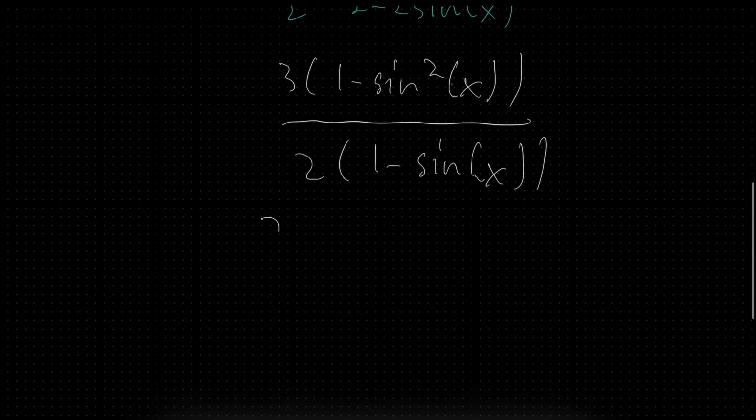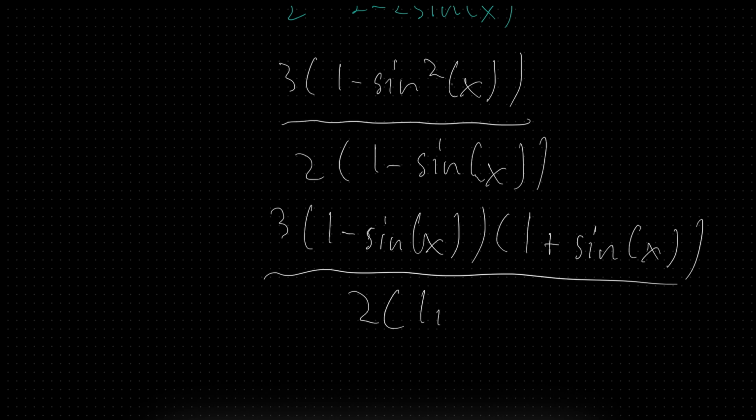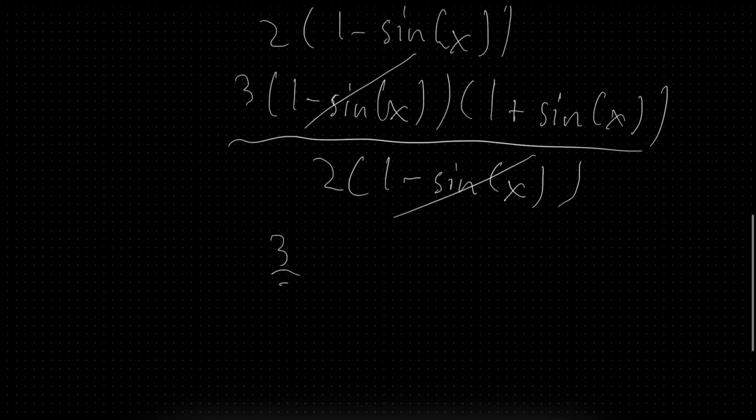And then factor, use difference of squares to separate out the 1 minus sine squared of x into 1 minus sine of x and 1 plus sine of x, over 2 times 1 minus sine of x. Cancel these two out, and you're left with 3 over 2 times 1 plus sine of x.